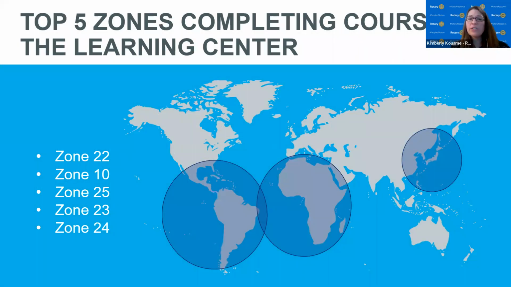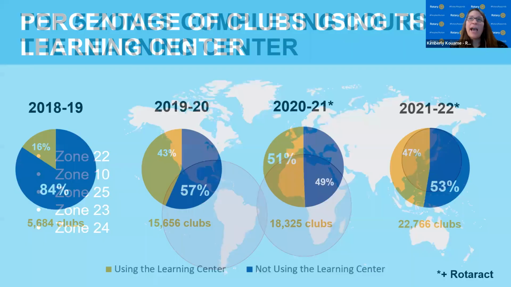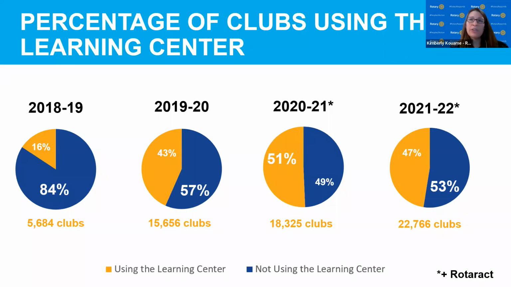When we look at which zones are participating the most in the Learning Center, we can see that South America, Africa, and parts of Asia have the highest usage. We also like to see how many different clubs have been using the Learning Center, with the thought that if at least one member in each club accesses courses and content in the Learning Center, then your club is possibly getting some of our most up-to-date strategic messaging into your club. And so we're hovering around 50% for the past few years.